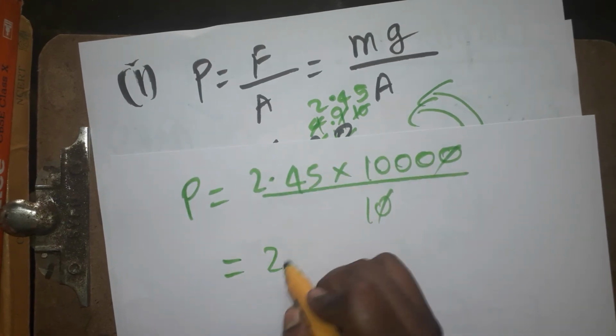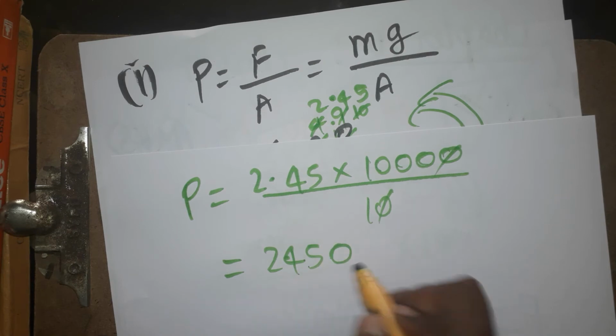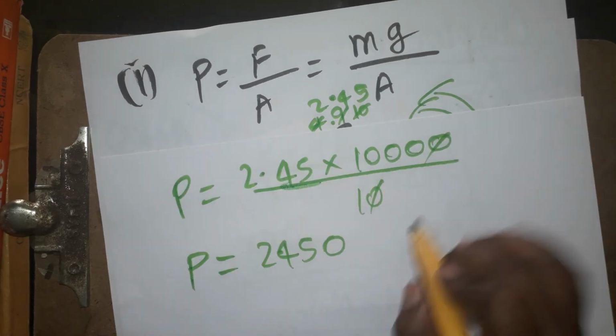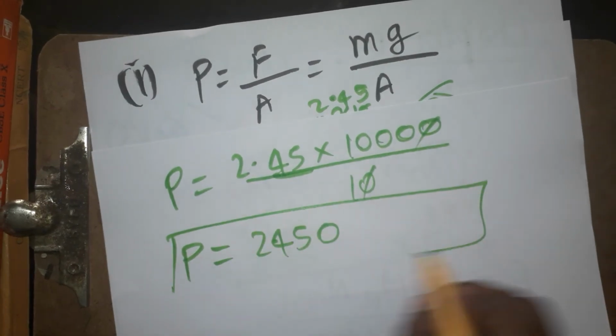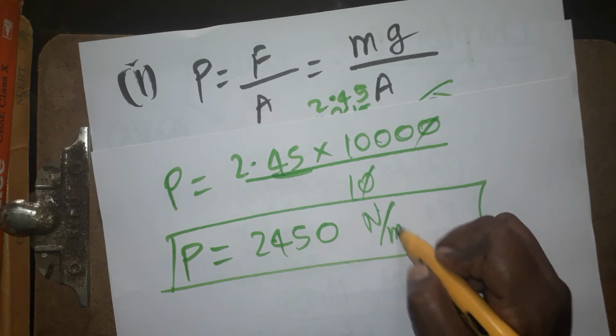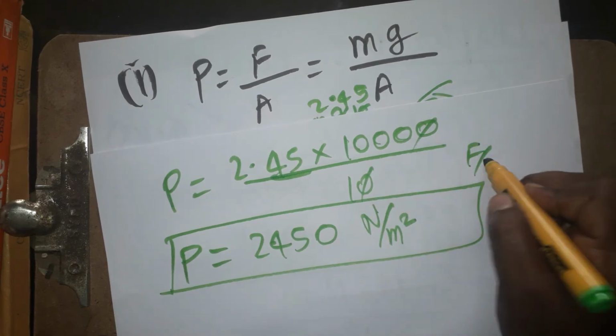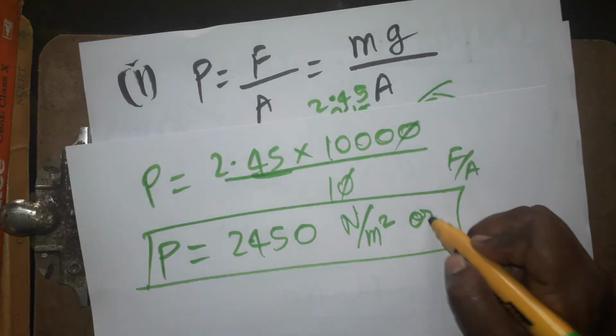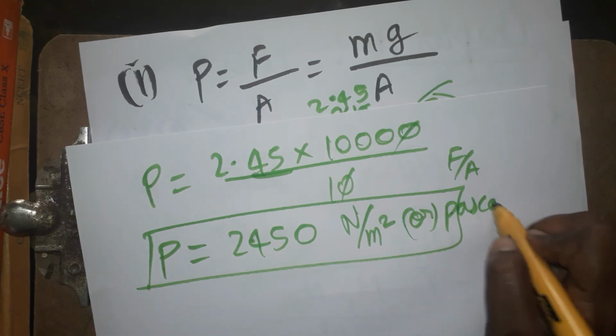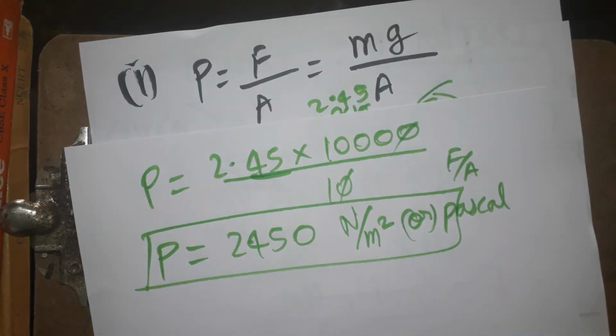This 2 multiplication gives 2450, because of this 2 decimal, 2 zeros will go. So finally I will get pressure. Newton per meter square you can write, because it is force per unit area. Or you can write it as pascals also. Whatever unit you like, you can do it. If you know the pressure unit pascal, easily you can write.